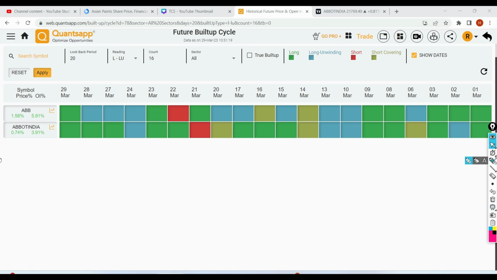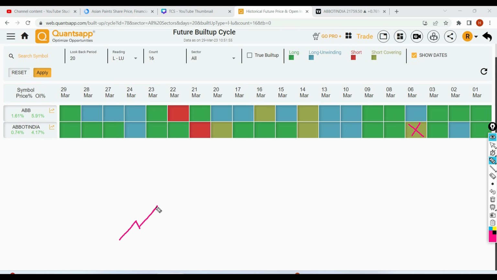Let us start from March 1st. There was a long, right? Then a retracement. What is this retracement called? Long unwinding. Again, there was a long. Then there was a short covering. Basically, short covering was people who might have sold before March 1st. So they got trapped, right? They thought the stock would go down, but the stock is going up. So they are unwinding, they are covering their short position. So what will happen here? Either the stock will go up, or else the stock will consolidate.